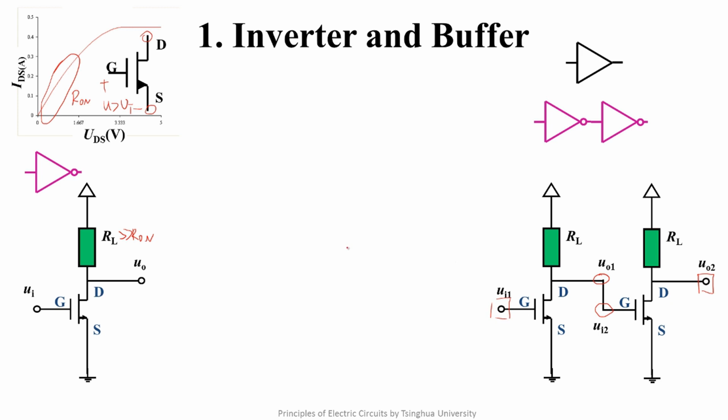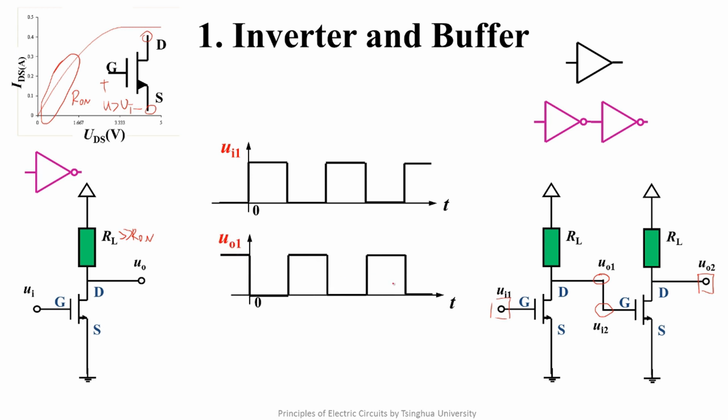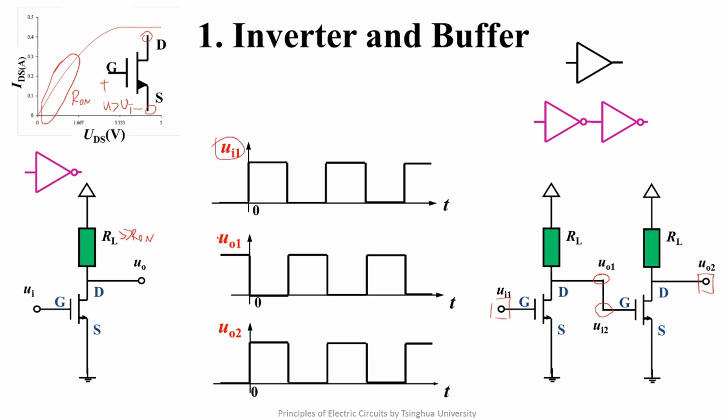Let's see the input and output voltage forms of a buffer. The input is a square wave. Because the first stage is an inverter, the output of the first stage is a square wave inverted to the input. The output is the input of the second stage, so the second stage inverter's output is inverted to UO1, so UI1 and UO2 have the same phase. And this realizes the function of the buffer.